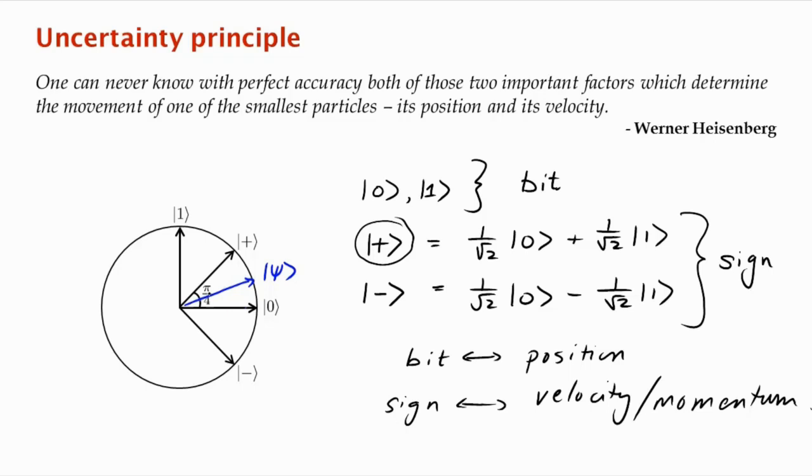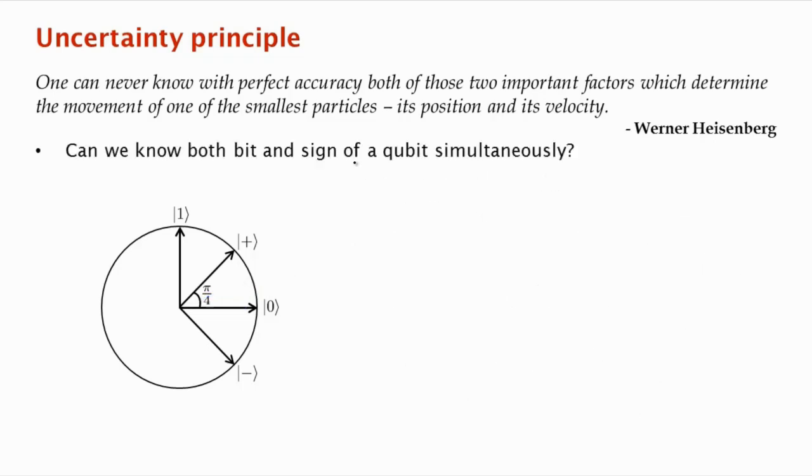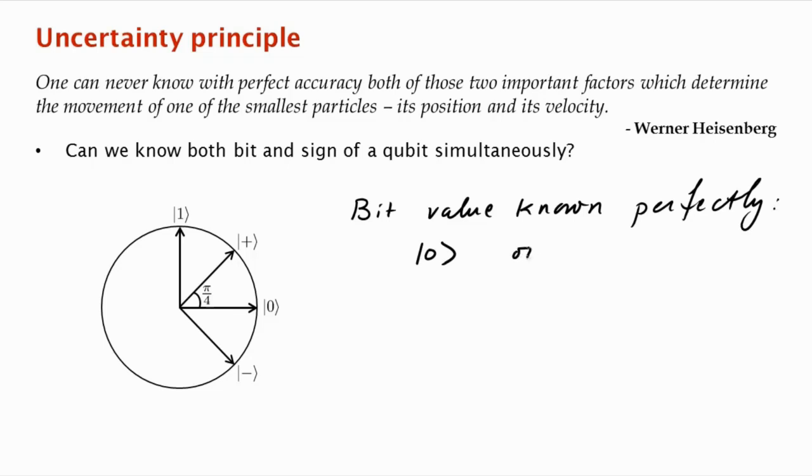So you're given a qubit in some unknown state, and you want to know both the bit value and the sign value. So what would a state look like where we know the bit value? Well, to know the bit value perfectly, it must look either like 0 or 1. Of course, we can have an arbitrary phase in front, but let's ignore that for the moment.